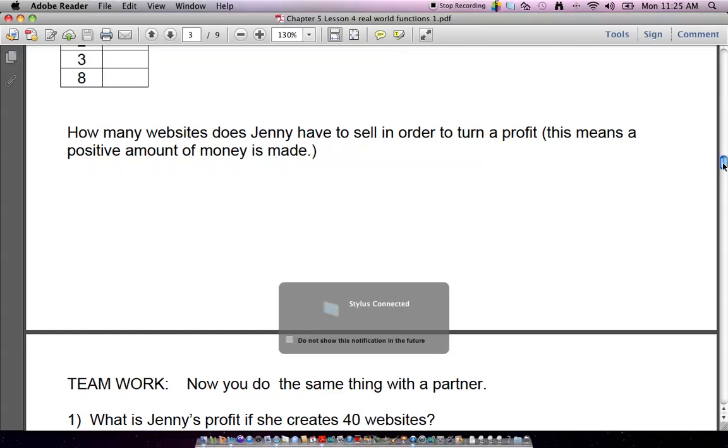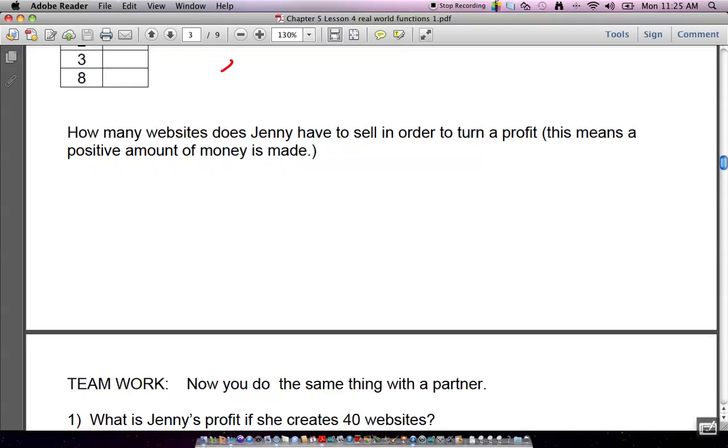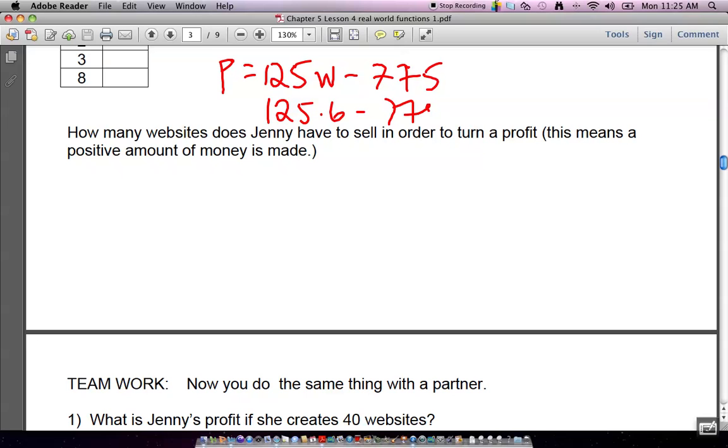Shanna, what do you think? I think it's 6 too. Let's plug in a 6 and see. We said our function was that the profit is 125 times the websites minus 775. So if I plug in a 6, I get 125 times 6 minus 775. Is that 750? 6 websites, 125 times 6? Yeah, that's going to be 750 minus 775. That's negative 25, she still hasn't made a profit.